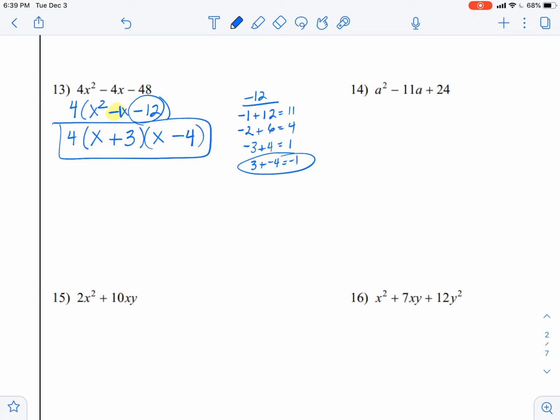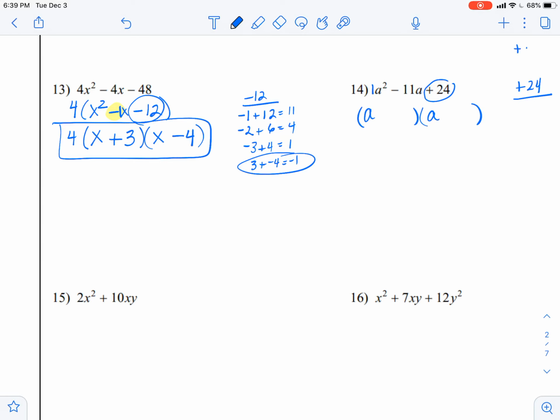Okay, number 14. Again, this is a 1. So therefore, I don't have any common factor. I can go ahead and get my two parentheses set up. The only way to get an a squared is an a and an a. I need to get a positive 24. Now, here's the trick on this one.